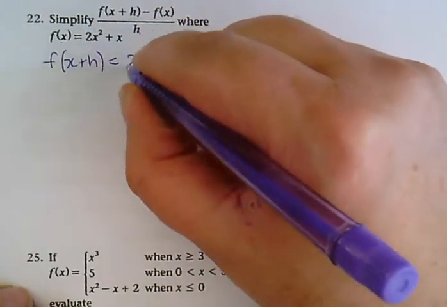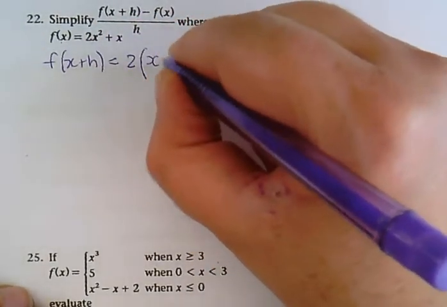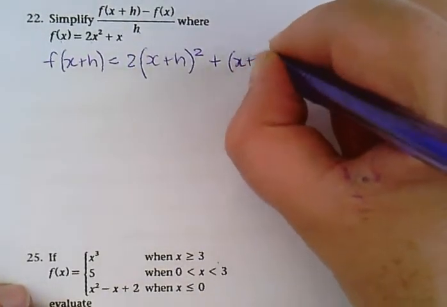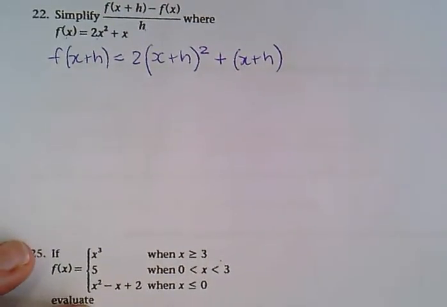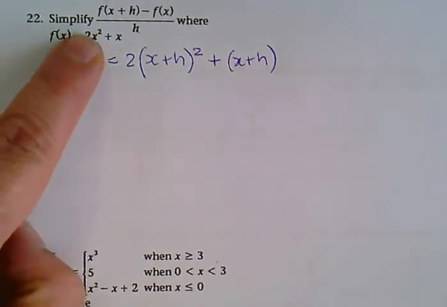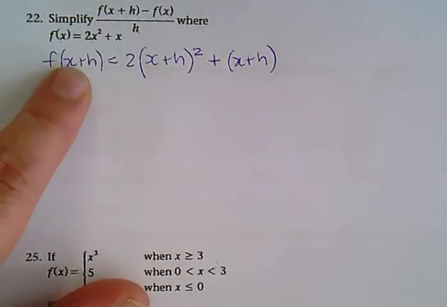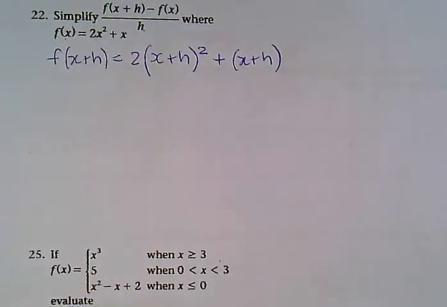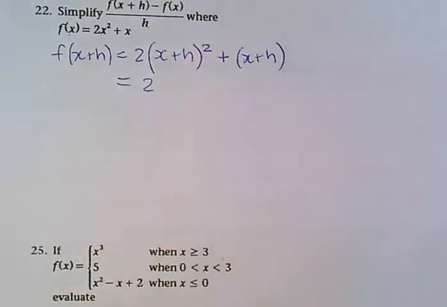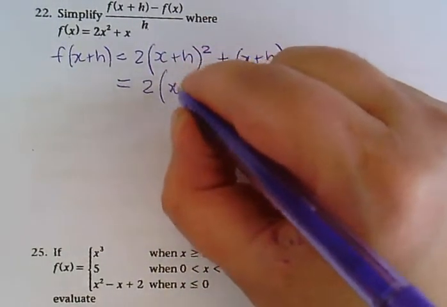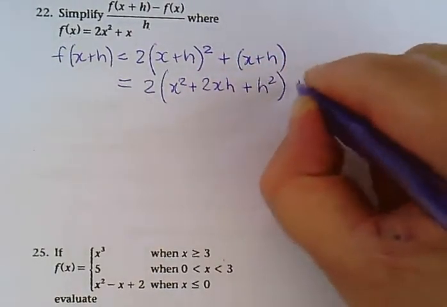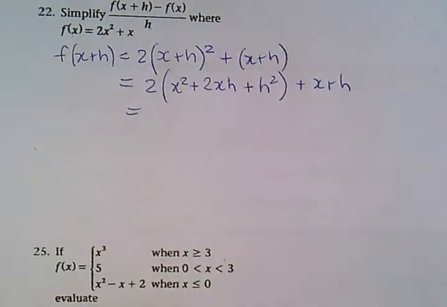So you use this function with brackets: instead of writing x, I write x plus h squared, plus, instead of writing x, I write x plus h. Are we okay with that? If it was function of 3, I'd replace my x's with 3. If it's function of, I don't know, x squared plus 3, I replace my x's with x squared plus 3. Now, I've got 2. What are you going to do now? Plus x squared plus 2xh plus h squared plus x plus h. Then I'm going to expand.